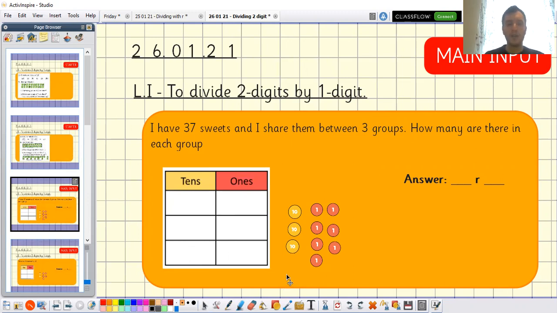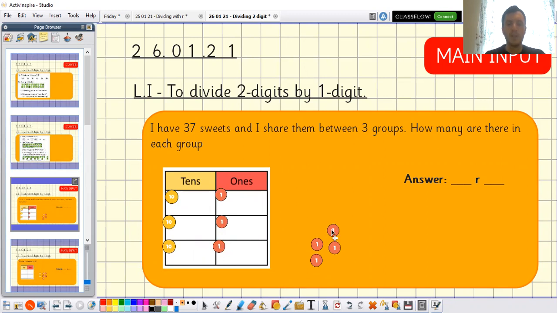So I know when I divide, I start with my digit of the greatest value, which is my tens. I have 3 tens, so I'm going to share them between the 3 groups. So there's 1 ten in that group, 1 ten in that group, 1 ten in that group. Perfect. They share equally. I don't have any regrouping to do, so I can move on to my ones. Now I've got 7 ones. I can try to share those equally between 3 groups. So 1 in that group, 1 in that group, 1 in that group. There's 1 in each group.